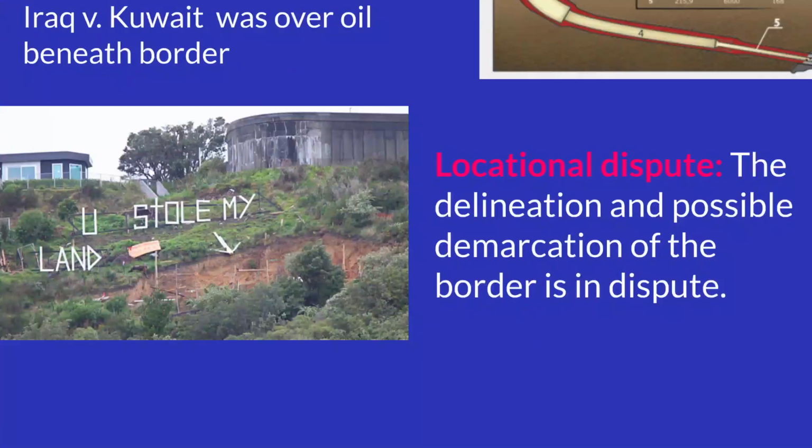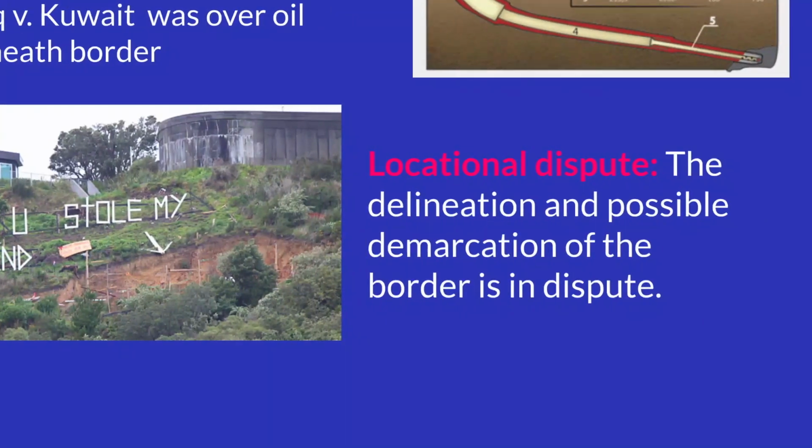The next type is a locational dispute. That is where the delineation and demarcation are in dispute. So maybe it's been drawn on a map a certain way, but then when you look at the ground, it has changed some. So you can see this sign where somebody draws an arrow to the demarcation and says, "You stole my land." But we see this sometimes where someone will have a clearly laid out border on a map, but then it doesn't always match up with what's marked on the ground. So locational is where the demarcation of the ground is different than the delineation.